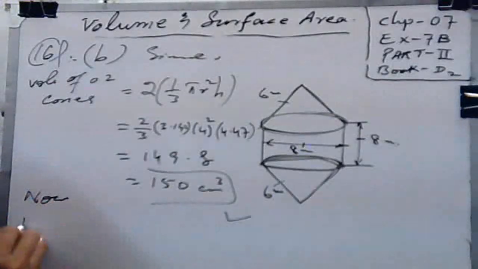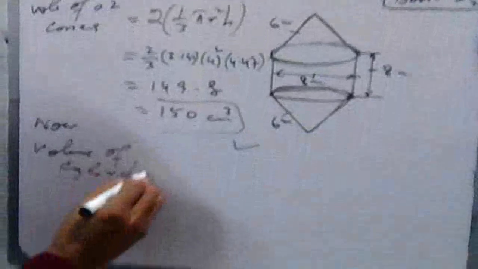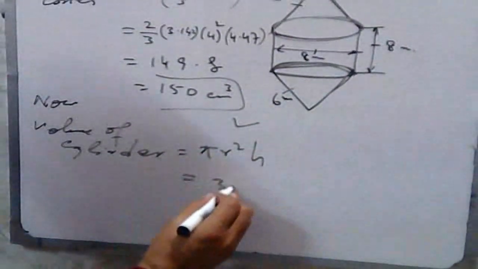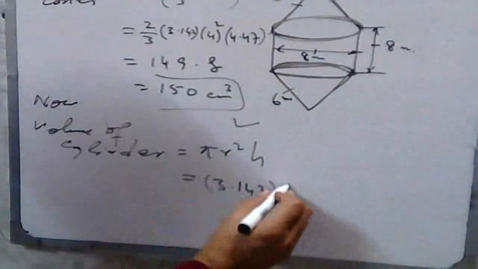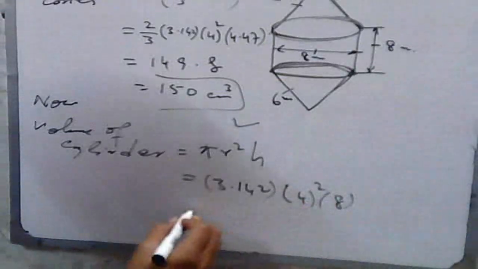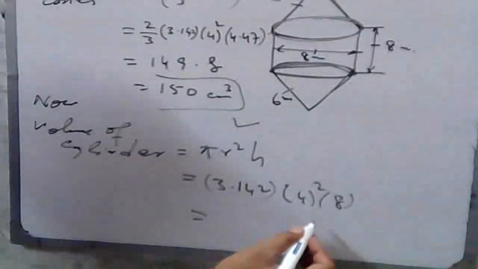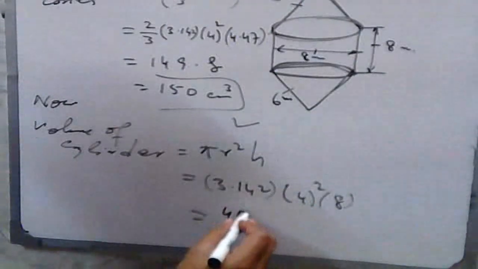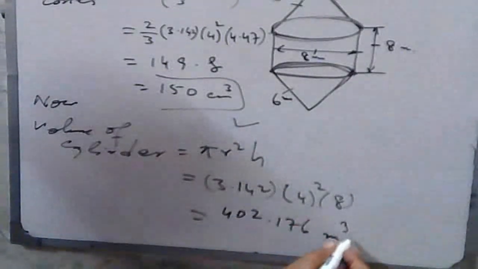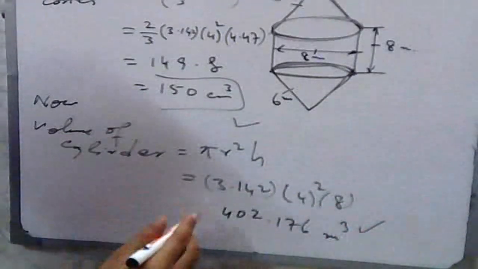Now volume of cylinder is equal to pi r square h. The value of pi is 3.142, r is 4, and h is 8. After simplification, 4 fours are 16, and multiplying, you will get 402.176 meter cube. So that is the volume of the solid cylinder.